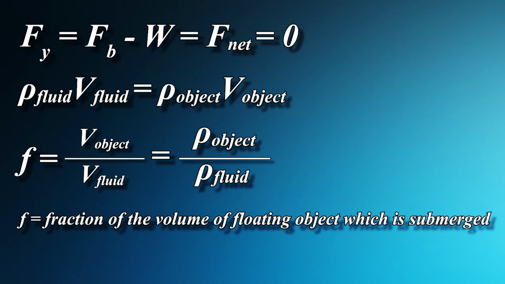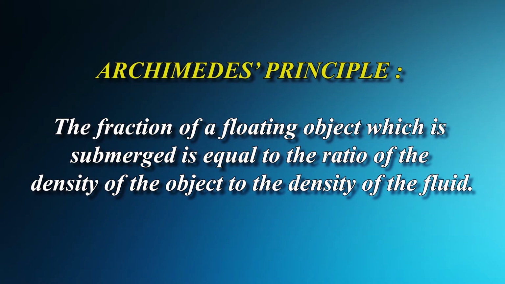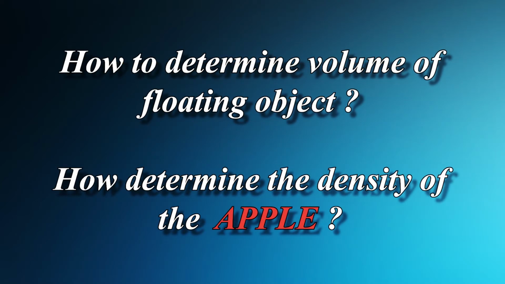The volume of the apple in the water, which is equal to the volume of water displaced, divided by the volume of the whole body of the apple, is equal to the density of the apple divided by the density of water. By referring to Archimedes' principle, the fraction of a floating object which is submerged is equal to the ratio of the density of the object to the density of the fluid.